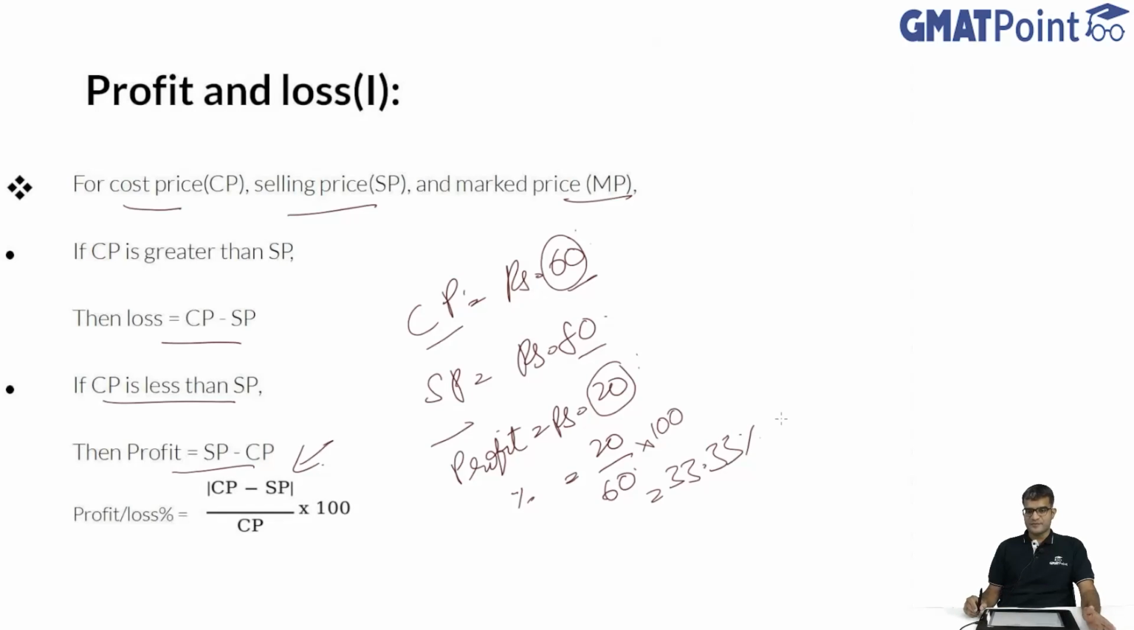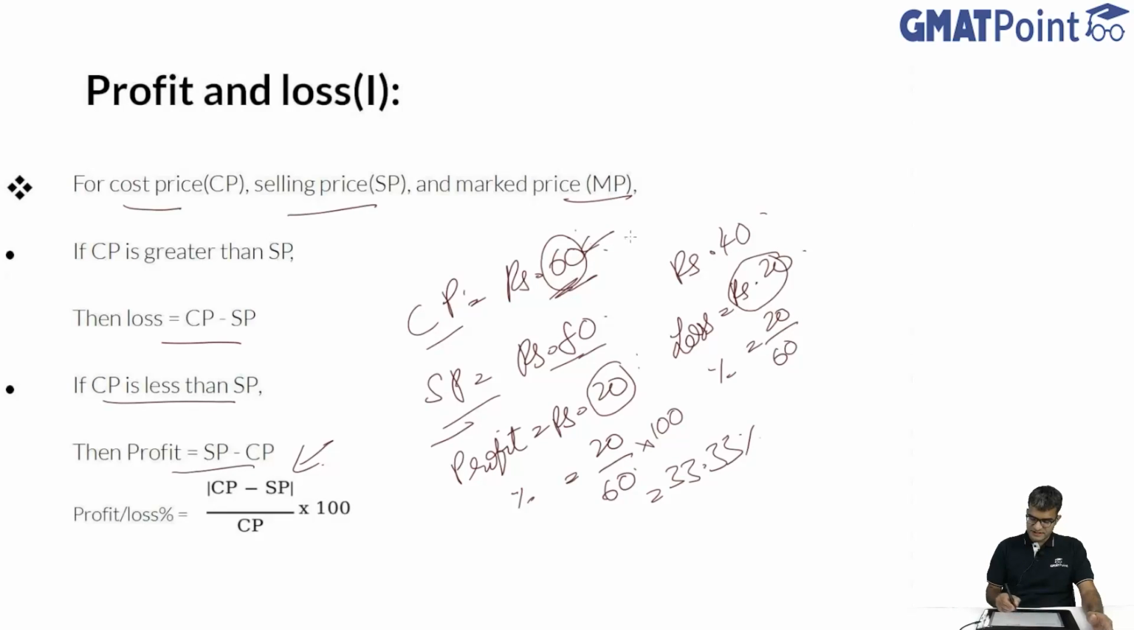In the same way, suppose you didn't sell it at 80. You sold it at say rupees 40. Now this is less than the cost price. So now you are getting a loss. The loss is rupees 20. And the loss percentage is 20 divided by 60. Again, the loss divided by the cost price into 100. This will be again equal to 33.33%.